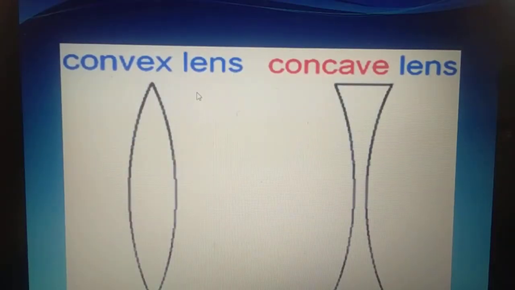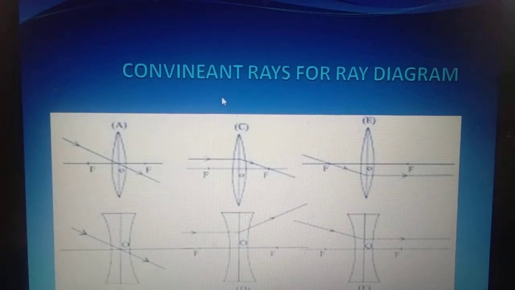Now, this is a convex type of lens, another one is a concave type of lens. Usually we draw like this. And we have convenient rays to draw the ray diagrams. When a ray of light passes through the optical center, it never deviates. It just passes through. It holds good for both concave and convex lenses.